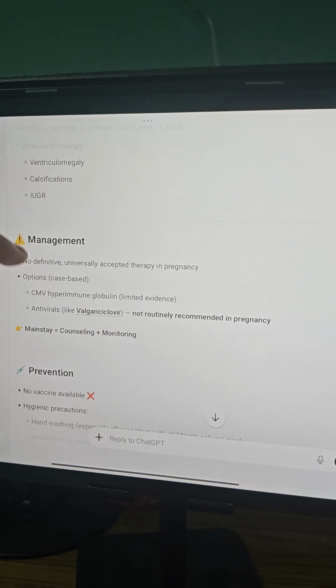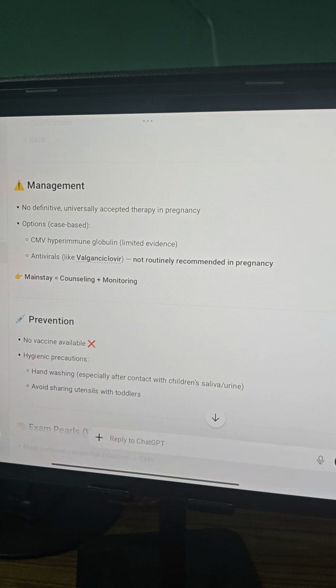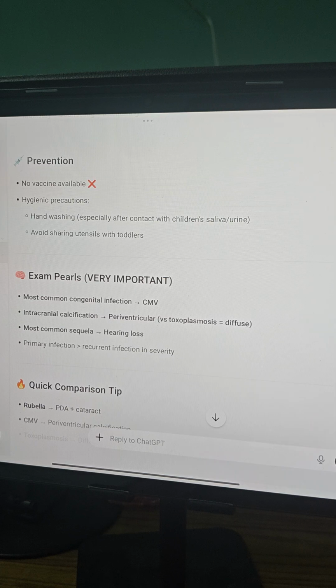There is no definite, universally accepted therapy in pregnancy. CMV hyperimmunoglobulin can be advised, and ganciclovir, which is an antiviral, can be given, but it is routinely not recommended in pregnancy. So the mainstay of treatment is counseling and monitoring only. Prevention: there is no vaccine available for CMV. Hygienic precautions like hand washing, especially after contact with children's saliva or urine, and avoiding sharing utensils with toddlers.